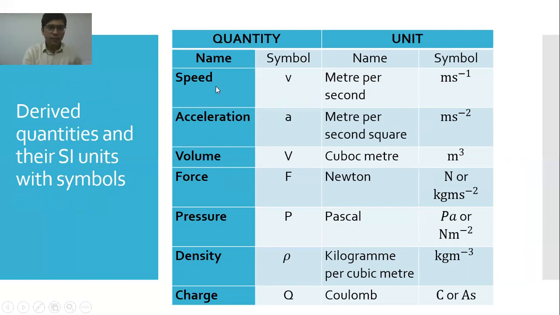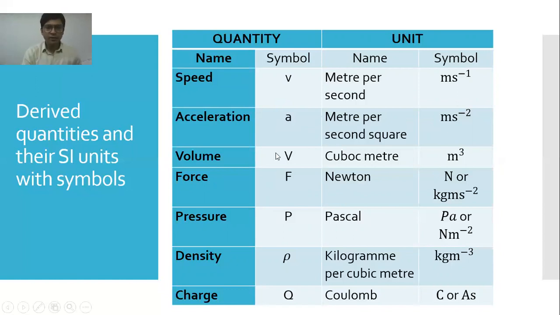First we have speed. Its symbol is v, and its unit is meter per second, with the symbol m s^-1. You can represent it by either m s^-1 or meter per second, like meter slash second. Then acceleration, its symbol is small a, and its unit is meter per second square, with the symbol m s^-2, and again you can represent it as meter slash second square. Then we have volume.